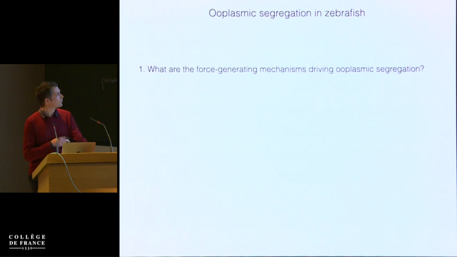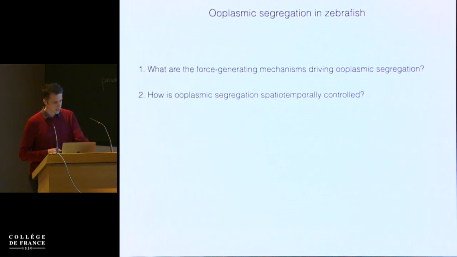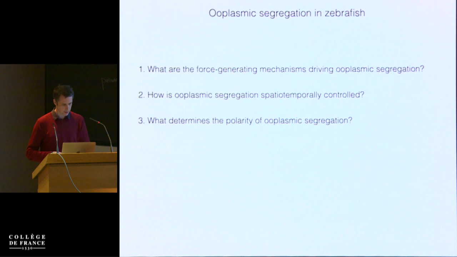Okay, so what I will do is ask three questions in this project. The first one is, what are the force-generating mechanisms driving ooplasmic segregation? What forces are triggering these ooplasmic flows? Second, how is ooplasmic segregation spatio-temporally controlled? What controls the direction of these flows and their temporal flow pattern? And then finally we ask, what determines the polarity of ooplasmic segregation?